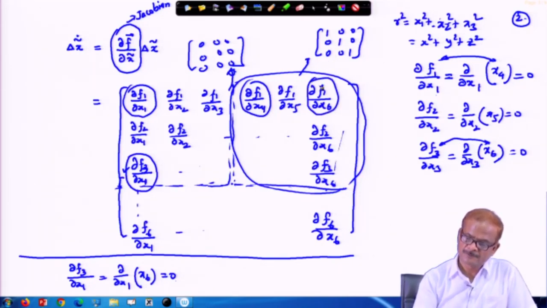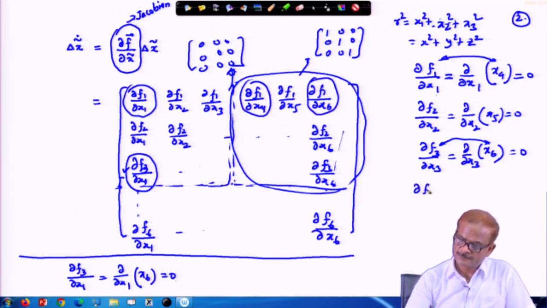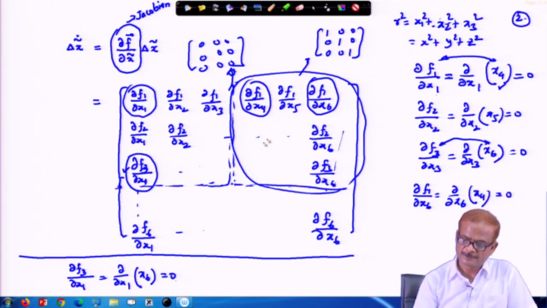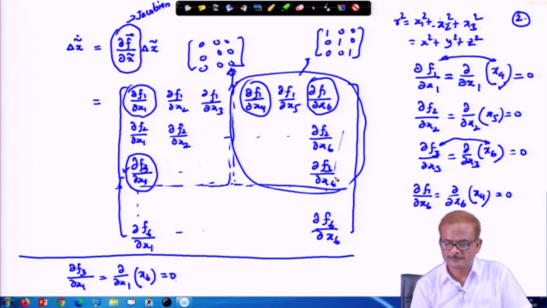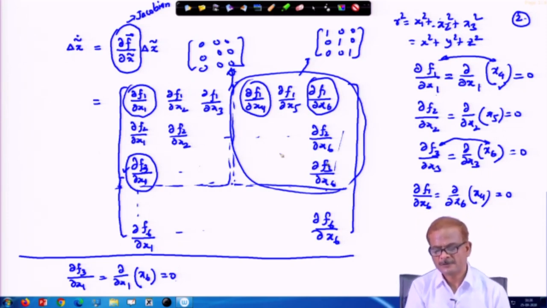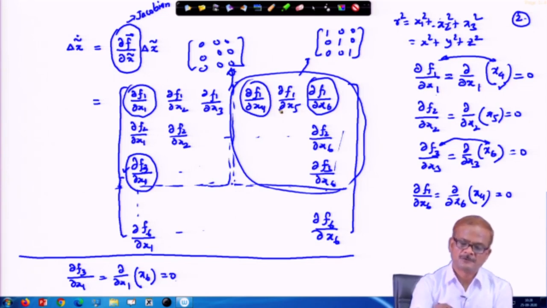Let us say ∂f1/∂x6. f1 is x4, from this place we are getting. So, this quantity is again 0. So, this way all the off-diagonal terms, the elements of this partition, will be 0.